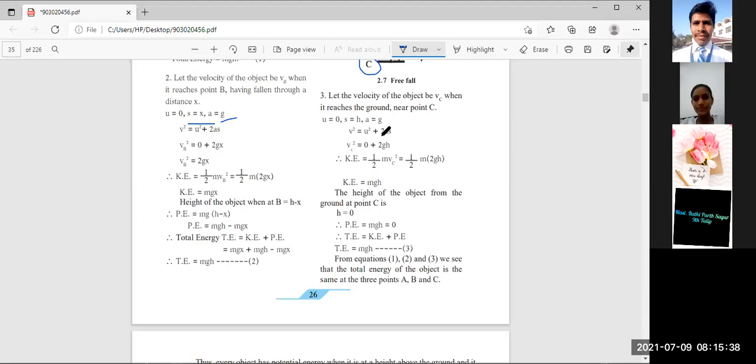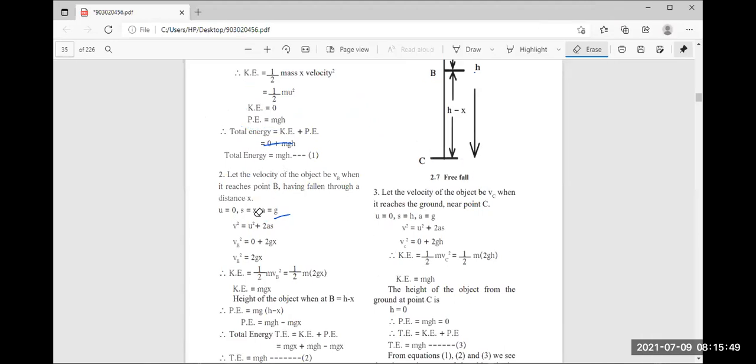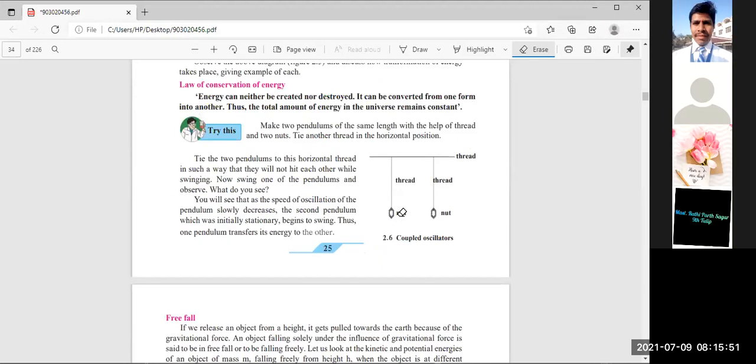Determine the amount of work done when an object is displaced at an angle of 30 degrees with respect to the direction of applied force. Already we have seen this in our lesson. In the example also the same thing is mentioned. So you can see here.